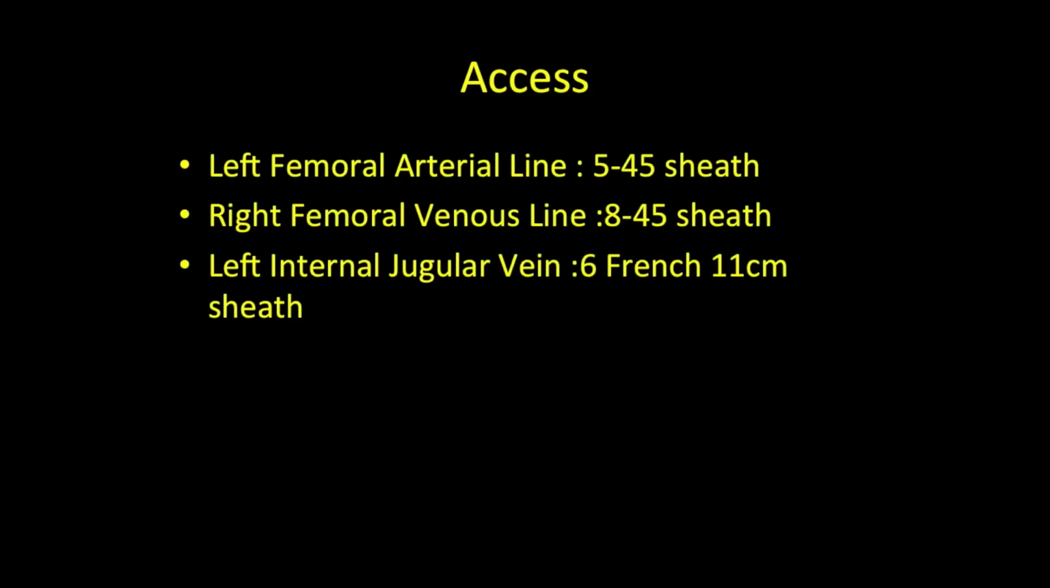The access is fairly standard. We used a femoral arterial access and both a femoral and an internal jugular venous access. So you can see that we had a left femoral arterial line, a 5 French 45 sheath for completing a cerebral angiogram before the start of the procedure, and a right femoral venous line, which was an 8 French 45 sheath.